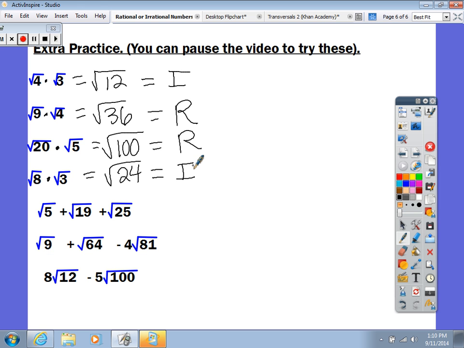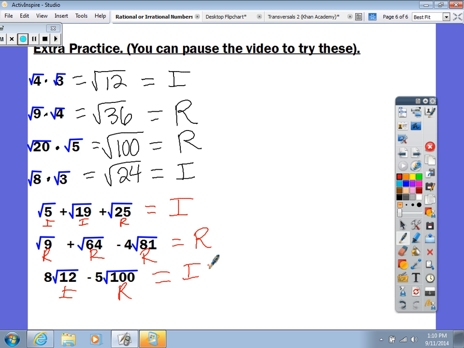All right, looking at our bottom ones, I'm going to change colors real quick. The square root of 5 is irrational. 19 is irrational. 25 is rational. As long as at least one of these is irrational, then the whole thing is irrational. So my answer is irrational. This is rational. This is rational. And this is rational. So that means your whole answer that we're predicting would be rational in the end. Okay, last one on here. 12 would be irrational. 100 is rational. But if at least one of them is irrational, then the entire answer would be irrational in the end.